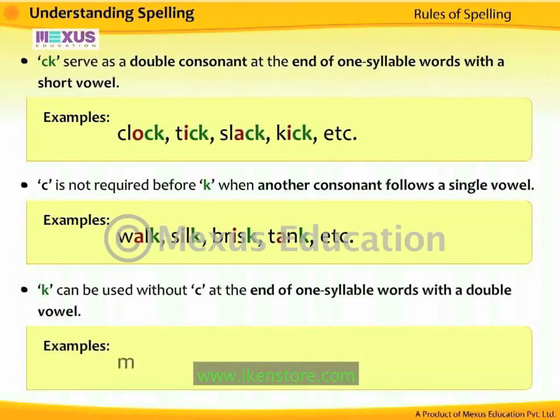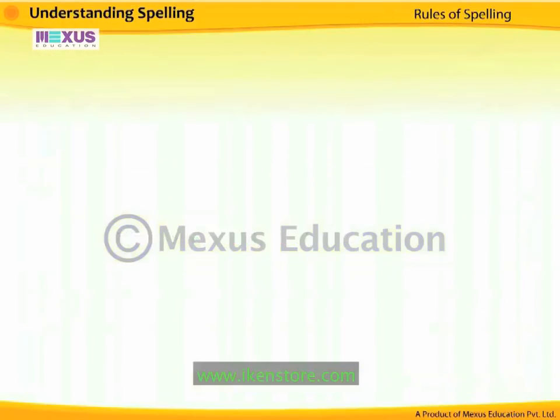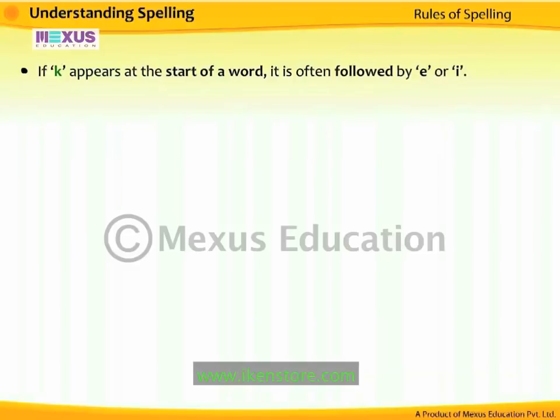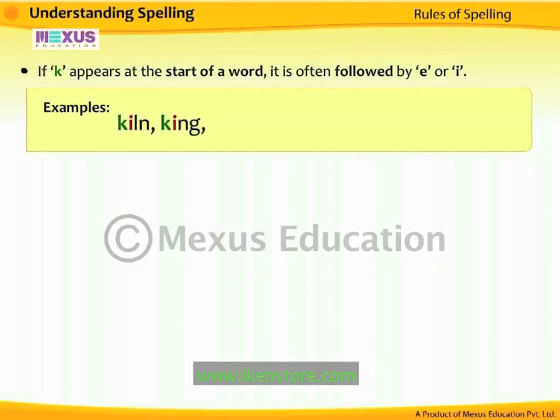For example, M-E-E-K, meek. S-H-O-O-K, shook. O-A-K, oak, etc. If K appears at the start of a word, it is often followed by E or I. Examples: K-I-L-N, kiln. K-I-N-G, king. K-E-T-T-L-E, kettle, etc.